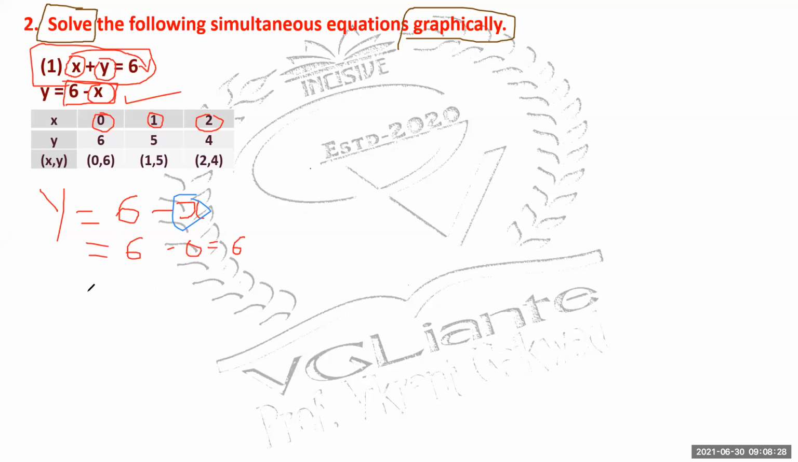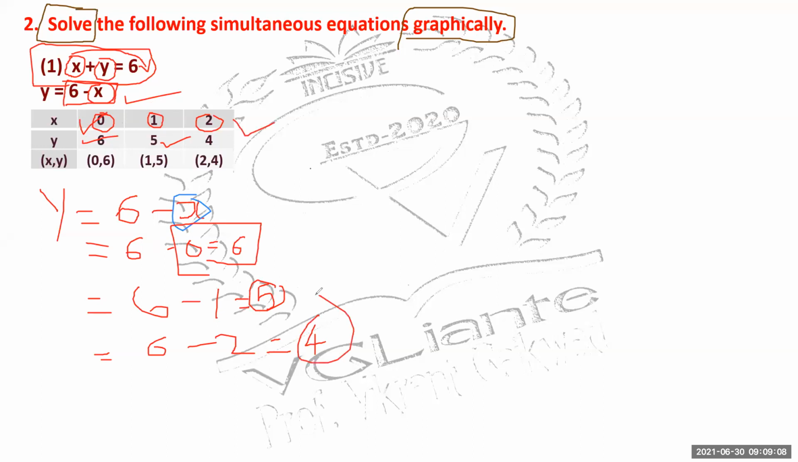Next, 6 minus 1 equals 5. Next, 6 minus 2 equals 4. So just remember this: when x is 0, y is 6. When x is 1, y is 5. Getting this? And when x is 2, y is 4.